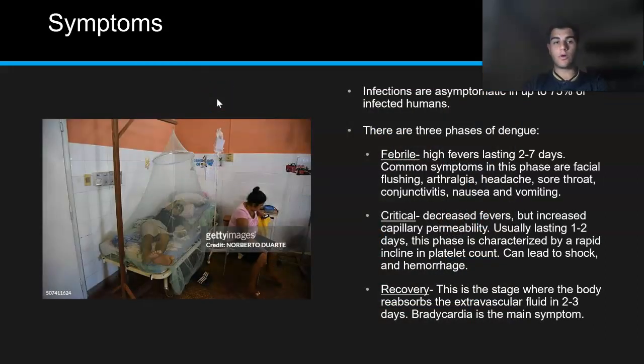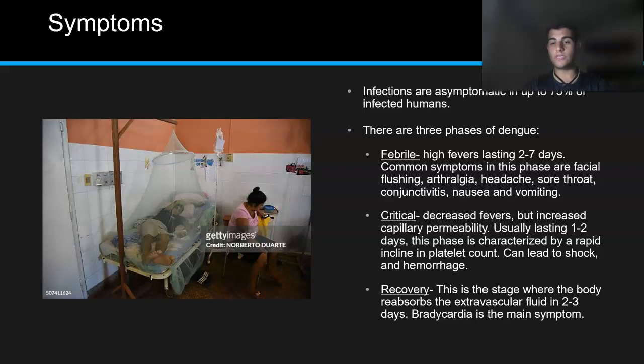Some symptoms that are related to the dengue virus: strangely enough, it is asymptomatic in 75% of infections, but there are three phases of dengue. The febrile phase is characterized by very high fevers, up to 40 degrees Celsius, that last 2 to 7 days. Other common symptoms in this phase are facial flushing, joint pain, headache, sore throat, eye infections, nausea, and vomiting.